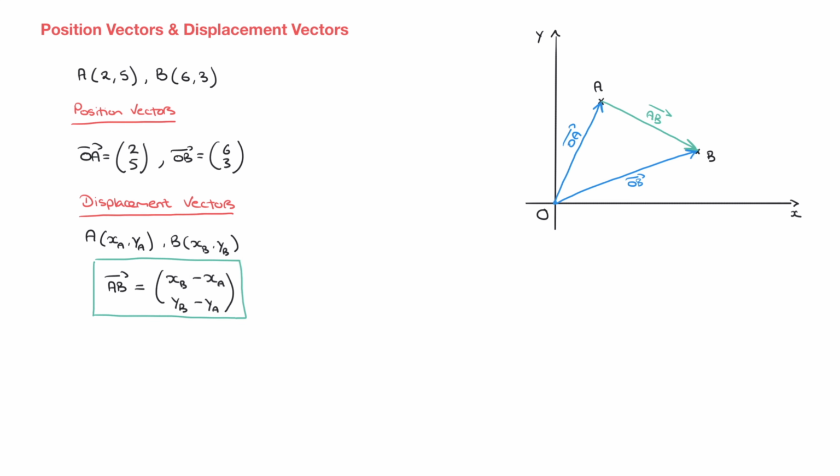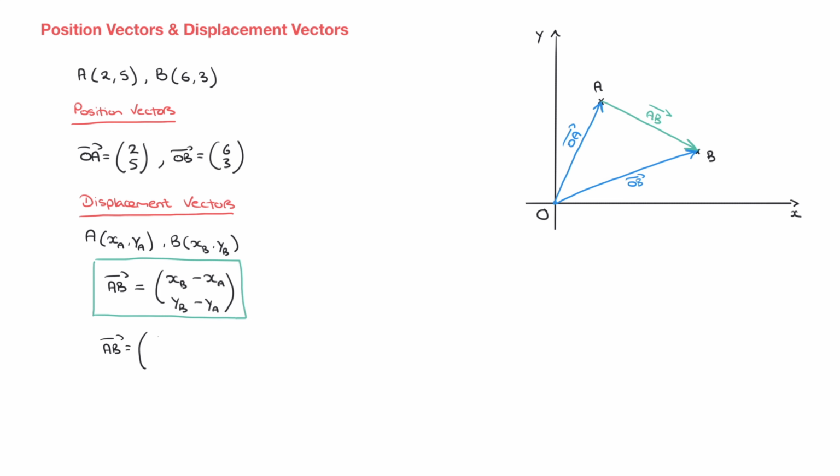And so for the displacement vector AB that we see here, given the coordinates that we have at the top of the page, we can go ahead and state that the vector AB is equal to, well, let's see. The x component will be the x coordinate of B minus the x coordinate of A, so that will be 6 minus 2.